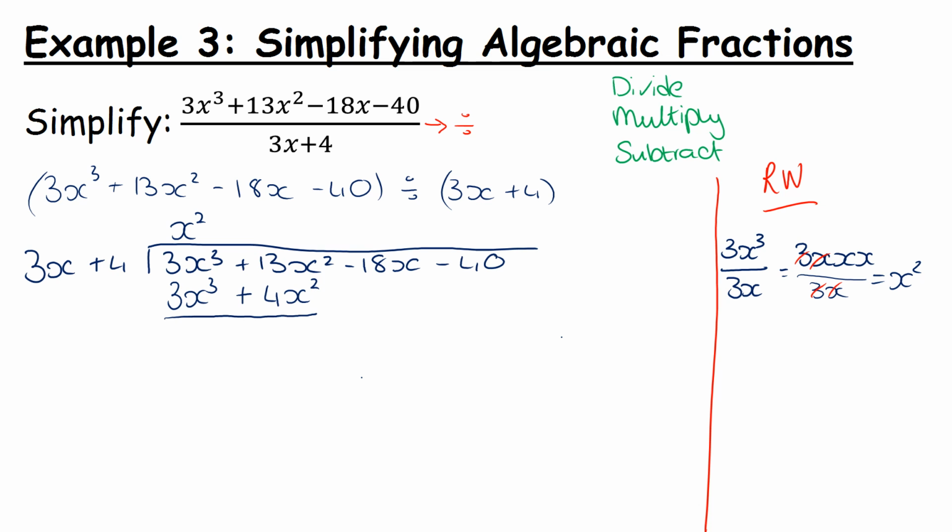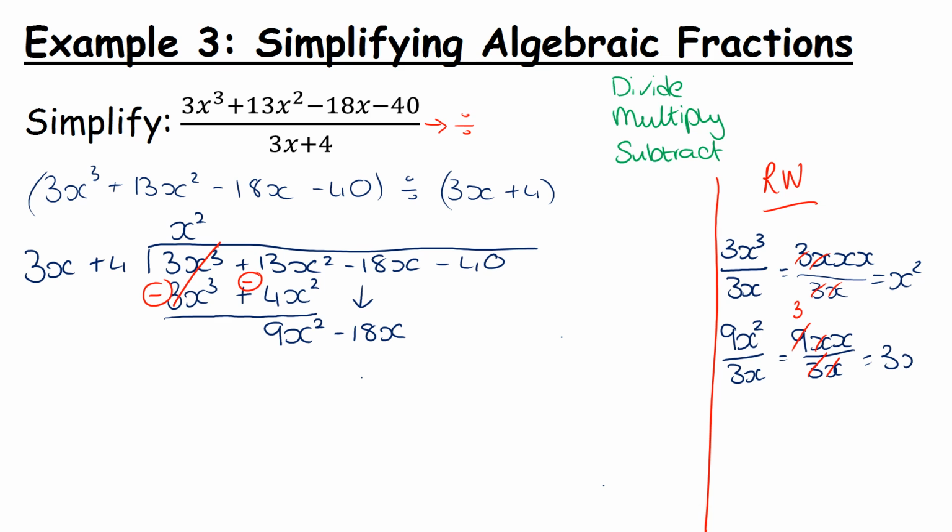Okay, so now let's do our subtraction. So this becomes a minus and this becomes a minus. So 13x squared minus 4x squared gives me 9x squared. Let's bring down our minus 18x. Now, we have 9x squared divided by 3x. So the x's cancel and 3 goes into 9 3 times. So what that leaves me with is 3x. So I have plus 3x, so that's my division done.